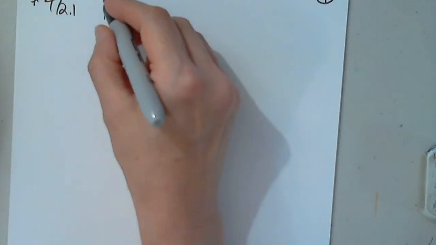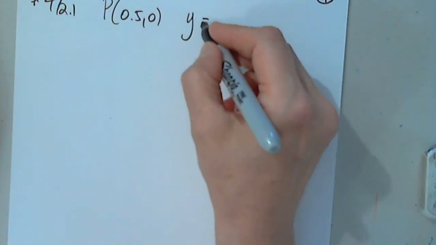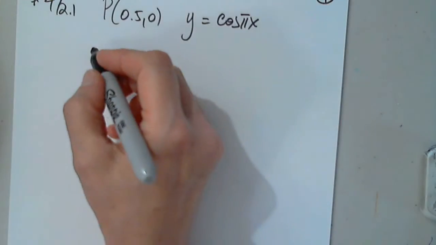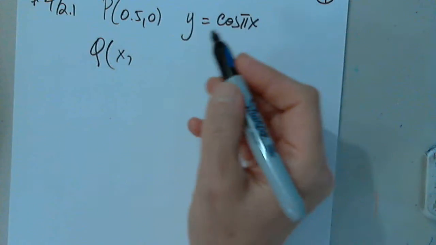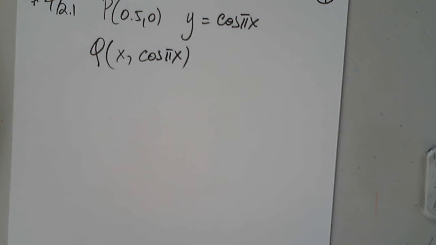Okay. So we have the point. I am on page 7. And this is 4 in 2.1. Okay, so we have a point. The point is 0.5 comma 0. And the curve is cosine pi x. Done. Okay, so of course point Q will be x comma cosine pi x. And find the slope of the secant line. Of course. So I need to put these numbers in the correct order.